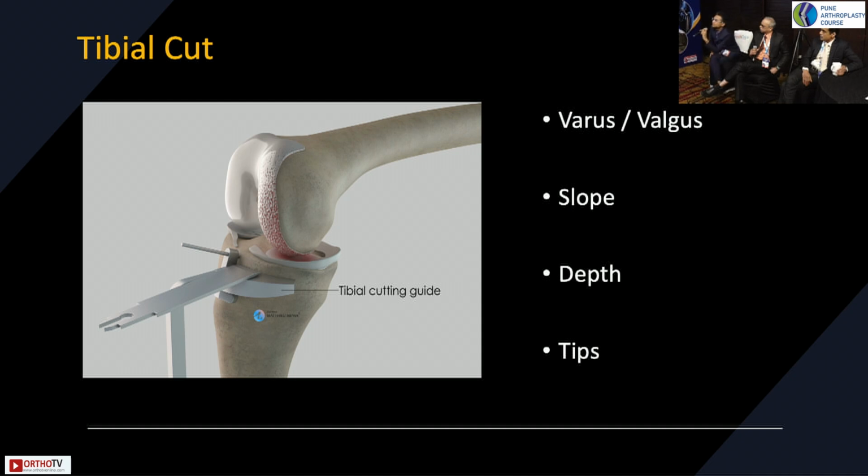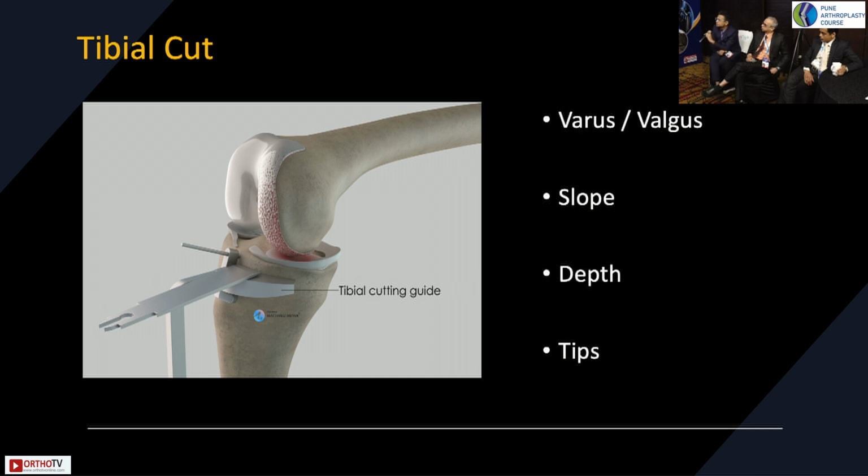Do you like to go as per your instrumentation system, the slope that has been recommended, or do you try and recreate the native slope? What is your choice? I go according to what the instrumentation says. Okay. And your depth of the cut, we just had a discussion about that. So, 2 mm from the defect, where the defect is. That's what you usually look at, and then based on laxity, you can adjust your cuts.